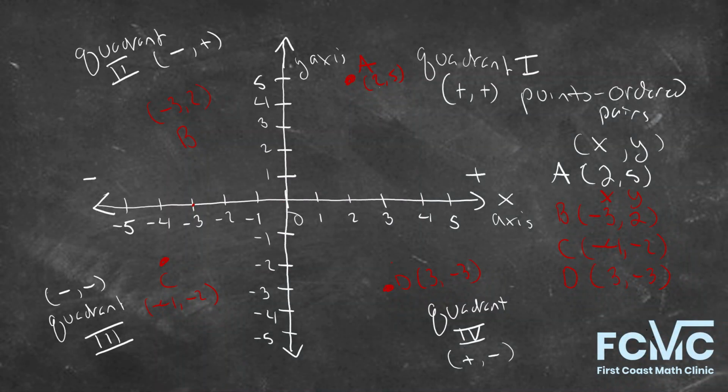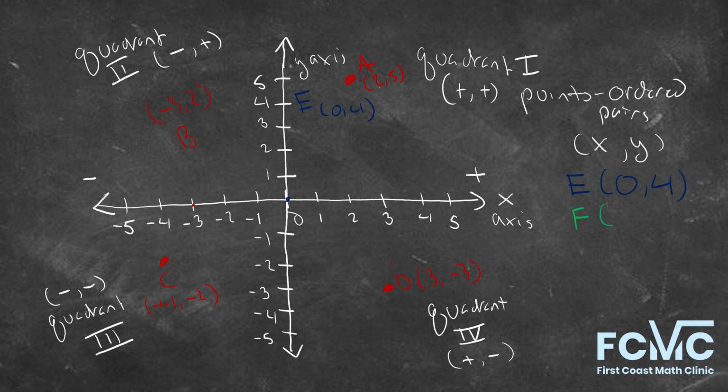All right, let's look at some additional points. Let's say we have point E, which is 0, 4. So what is this going to look like? So now our x value is 0, but our y value is 4. So starting at 0, we're not moving left or right at all. We're staying at 0, but we're going to go up 4 on the y-axis, and this is going to be our point E at 0, 4.